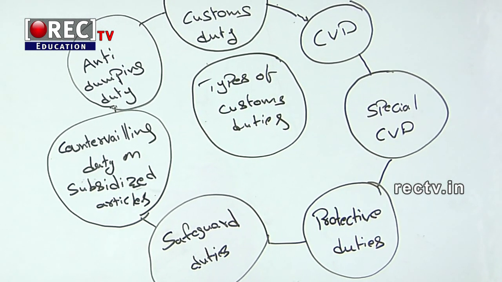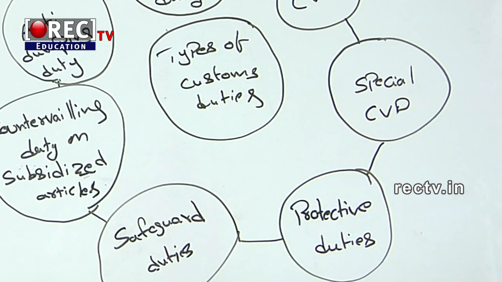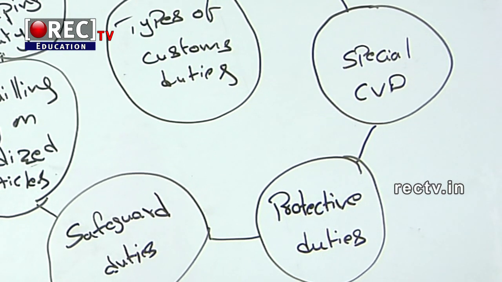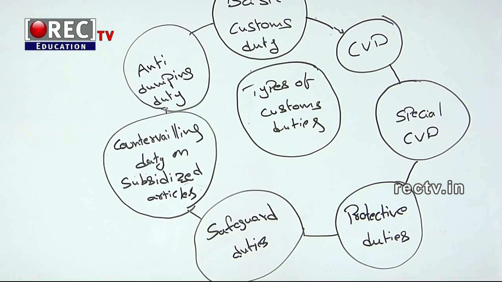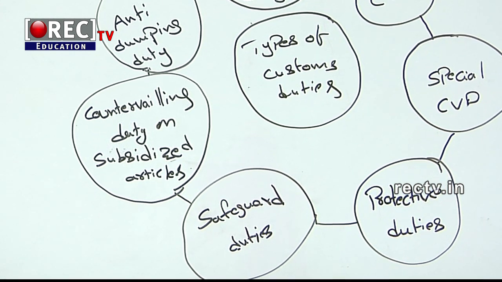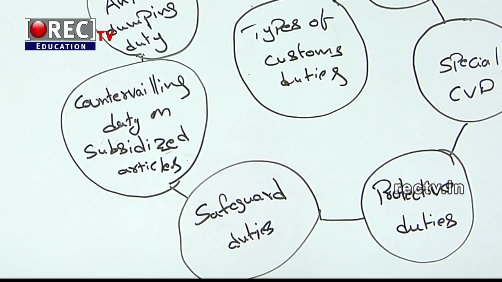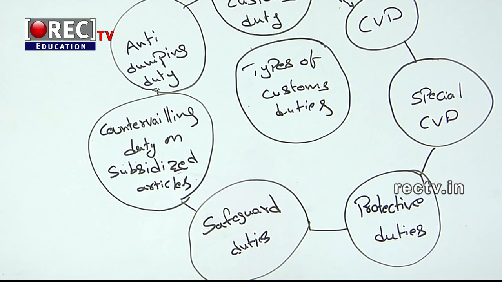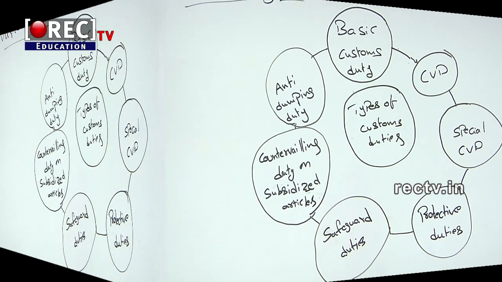Protective duties. It is a duty imposed on imported articles for the protection of the interest of any industry established in India on the recommendation of the Tariff Commission. Safeguard duty. Duty levied if the central government is satisfied that any article is imported into India in increased quantities and such importation is causing or threatening to cause serious injury to domestic industry.